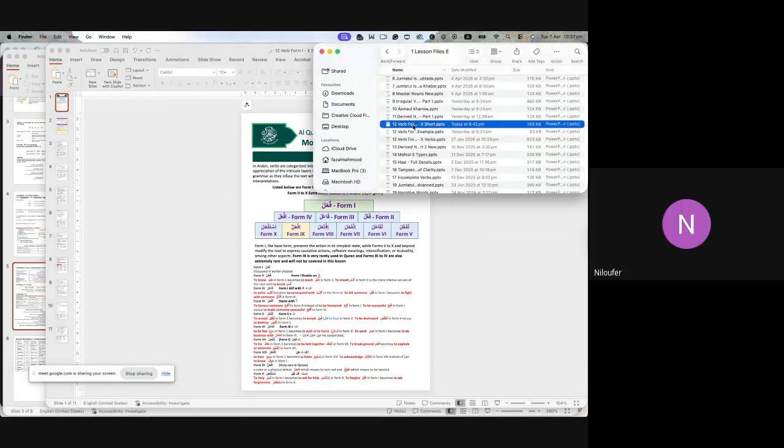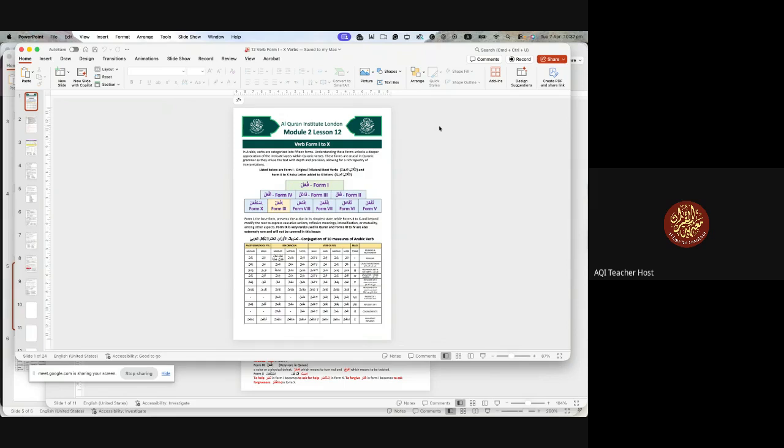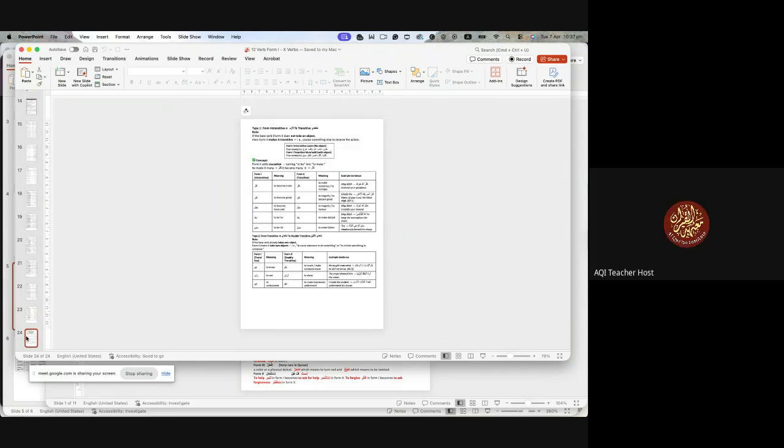Yes, Ustad. Do you love it or do you hate it? Very long. How many pages? It's about 24 pages. Thank you very much. Now it will be 24 pages because it contains 10 verbs, which are the very powerful backbone of Quranic Arabic. So that was before, right? The previous batches.